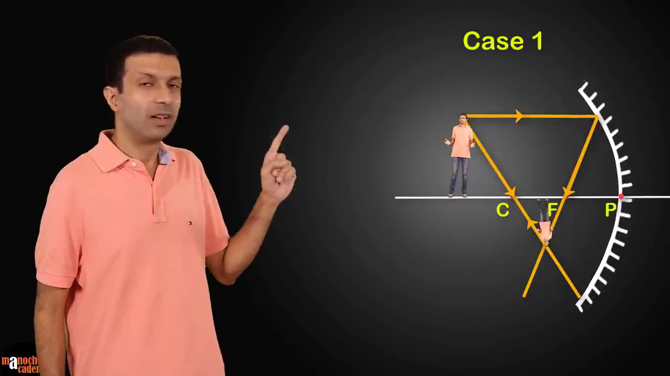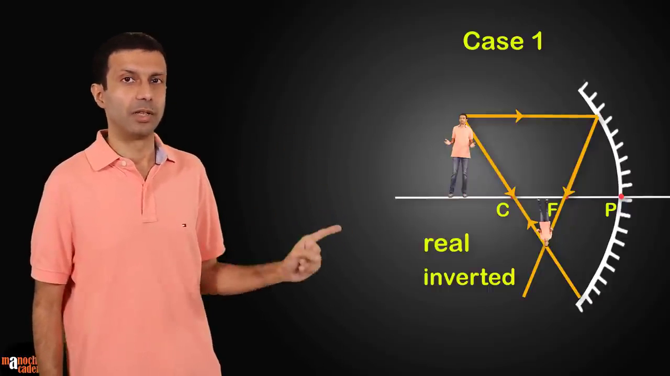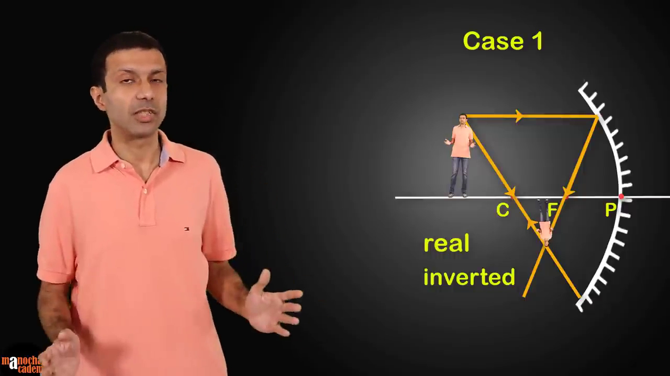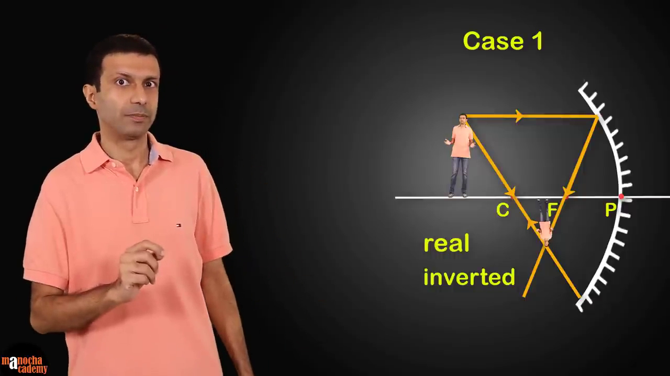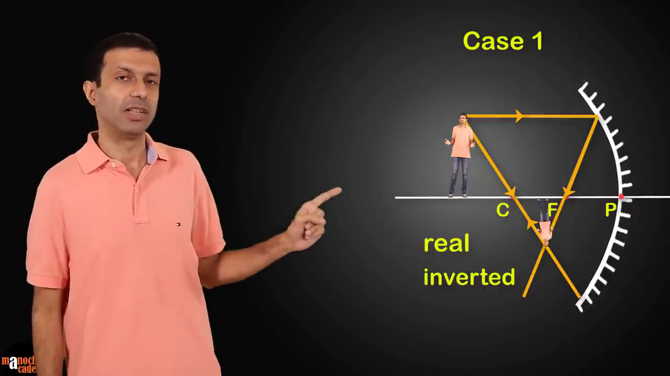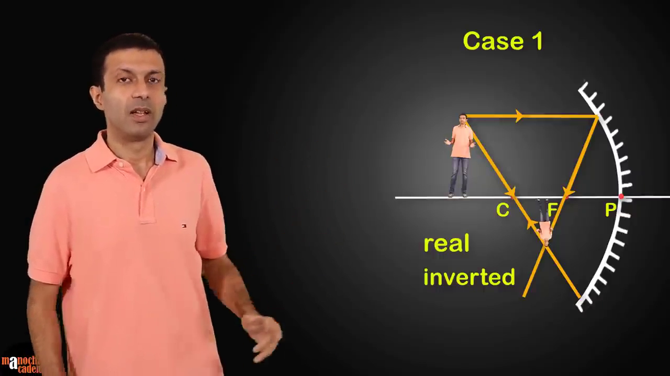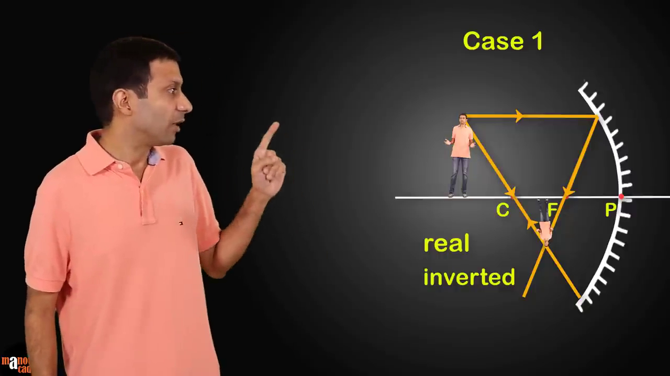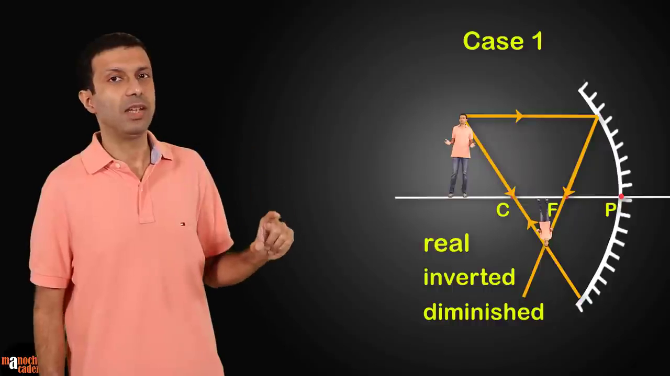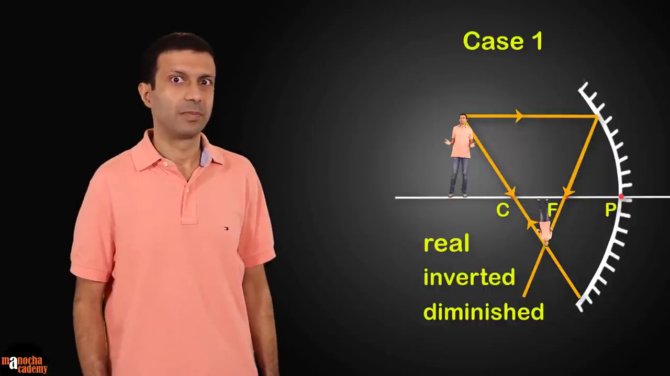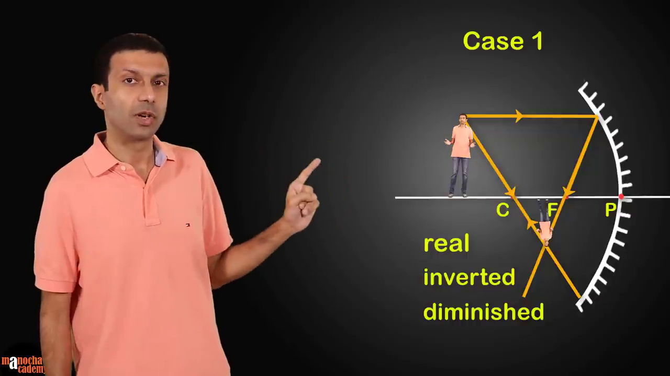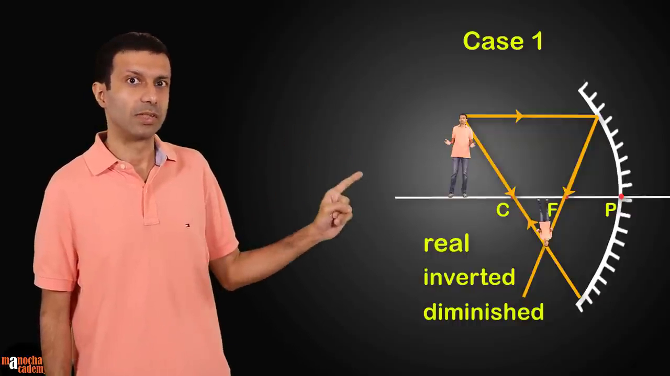So let's see what are the properties of the image for case 1. As you can see here, the image is real and inverted. It's real because it's formed by the real intersection of light rays. And it's upside down, so it's an inverted image. As you can see, the image is diminished because it's smaller than the size of the object. And the position of the image is located between the center of curvature and the focus.